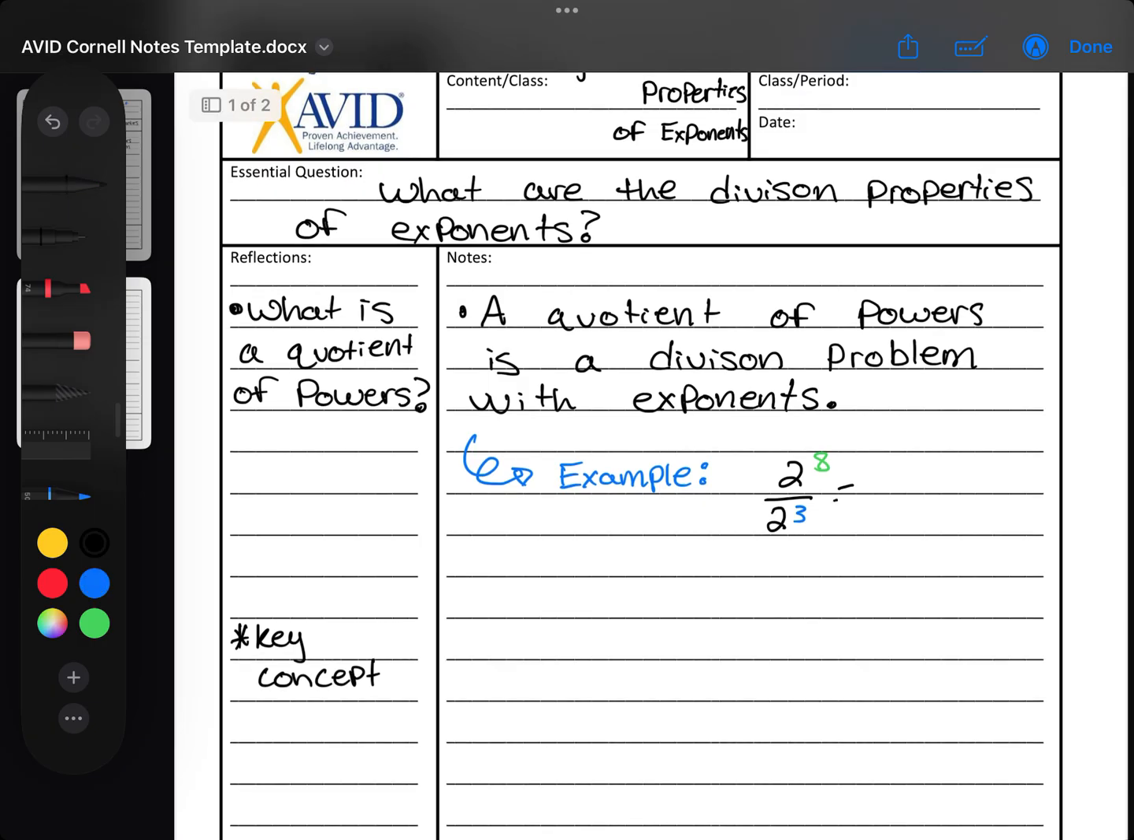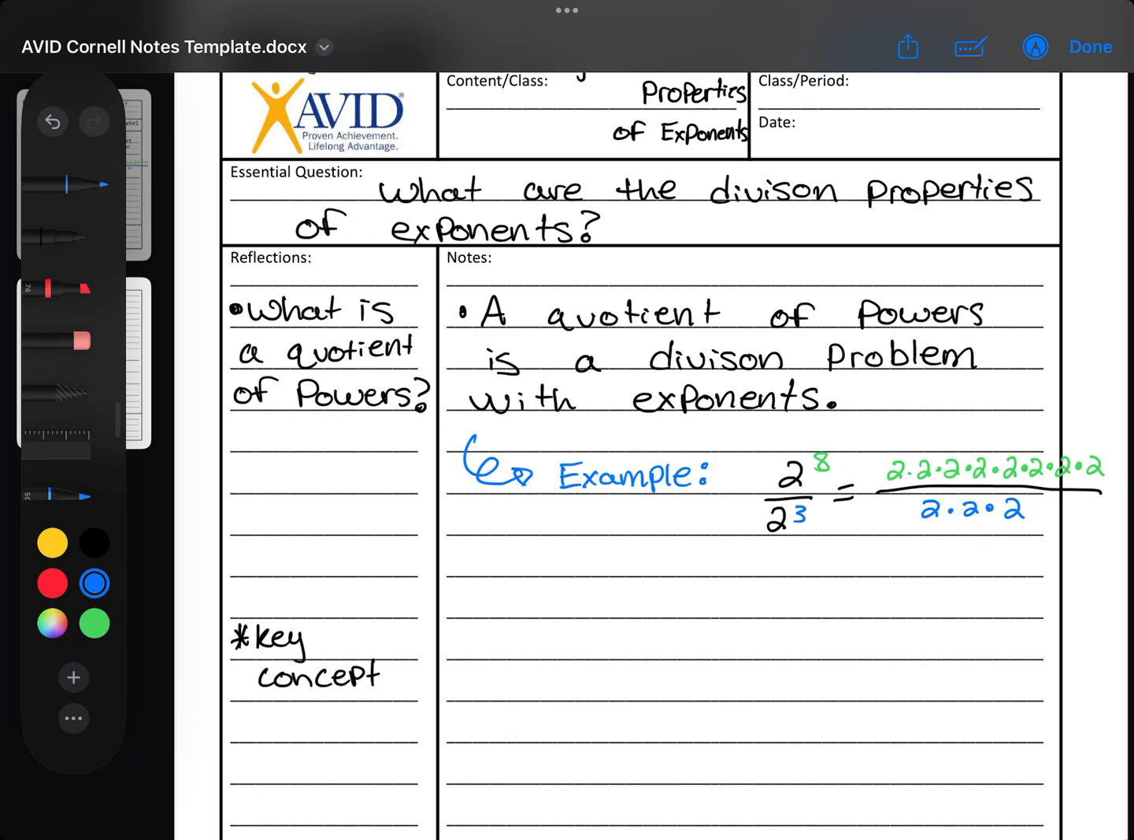Now, if we rewrite this, we know that the exponent tells us how many times that 2 is really being multiplied. So it's really 2 times 2 times 2 times 2 times 2 times 2 times 2 times 2. Okay? So there's 8 2's being multiplied together. Over, because it's a fraction, it's going to be 3 2's. 2 times 2 times 2.